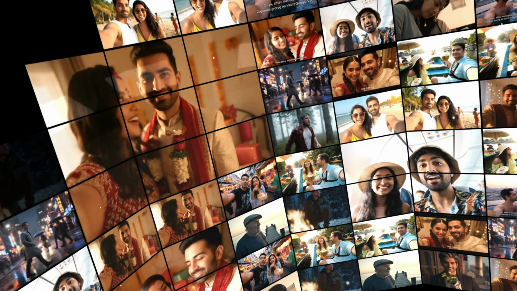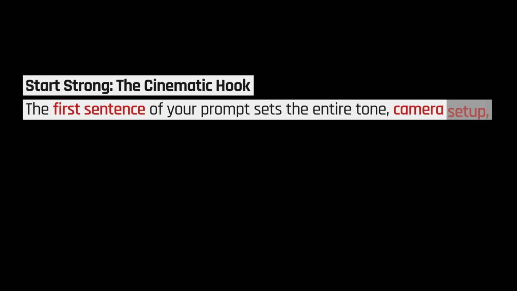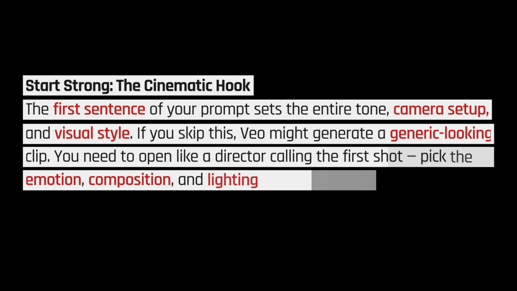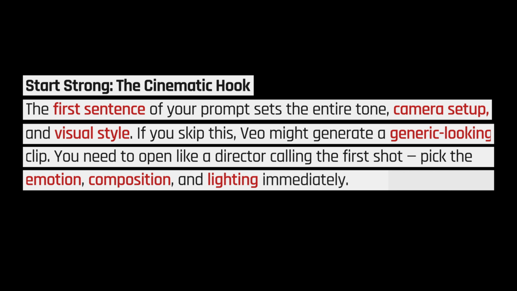If you want to create cinematic videos using Google Veo 3, then the first prompt tip you need to follow is, start strong with the cinematic hook. This means the very first sentence of your prompt sets the entire tone, camera setup, and visual style. If you skip this, Veo might generate a flat, generic-looking clip. Think of it like directing your first shot, you're choosing the emotion, composition, and lighting right from the start.